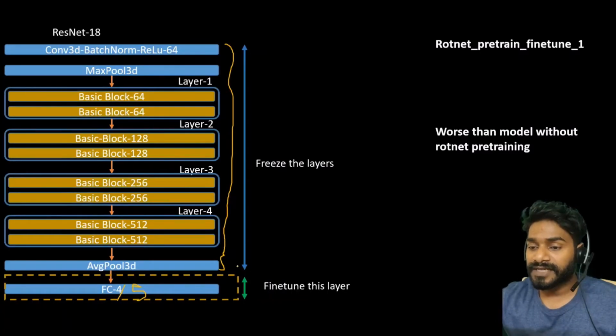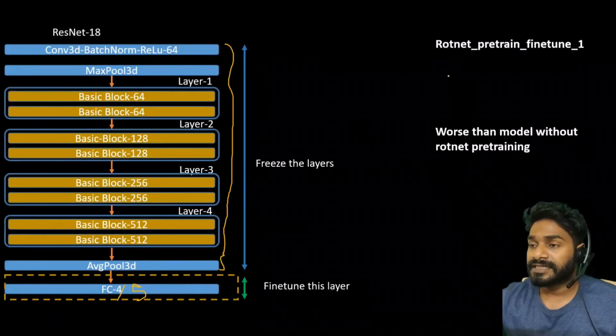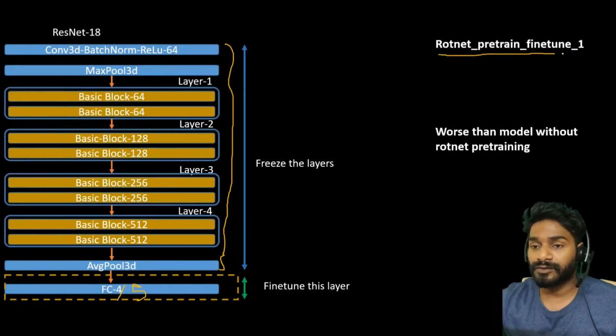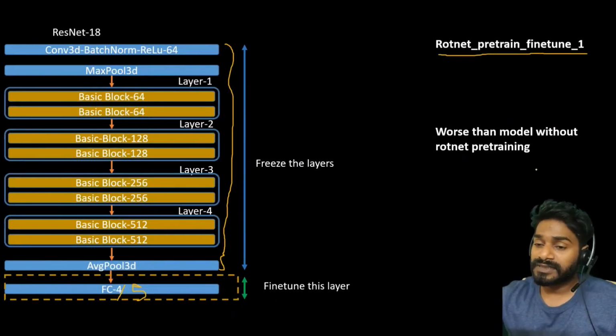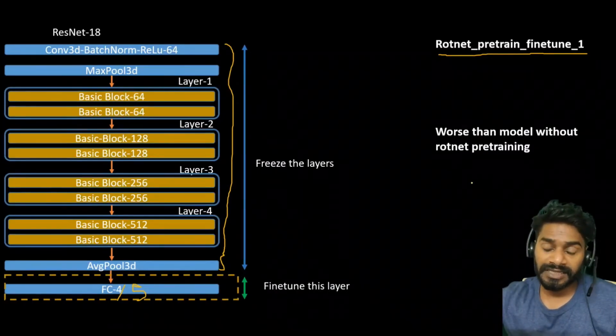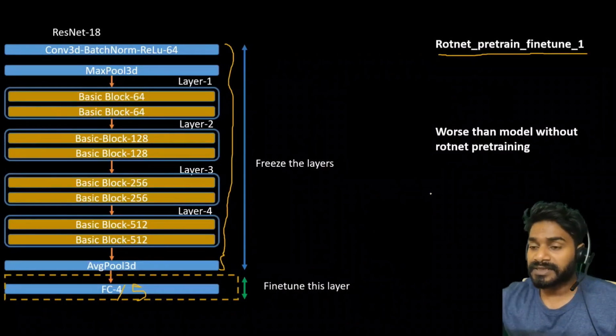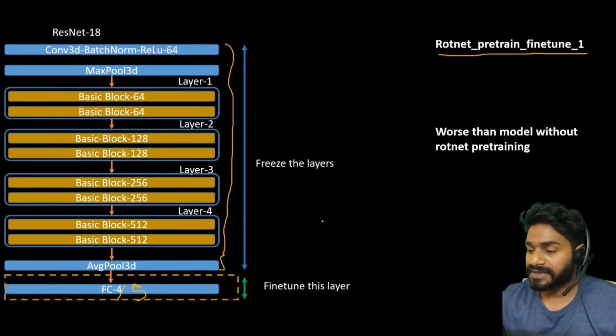Then we can do the fine-tuning of this layer, using the rest as a feature extractor, and I'll name this experiment RotNet pre-train fine-tune 1. What I observed was that the result of this fine-tuning was worse than the model without RotNet pre-training. I'll come to why, but let's move ahead. So this is one experiment I did.